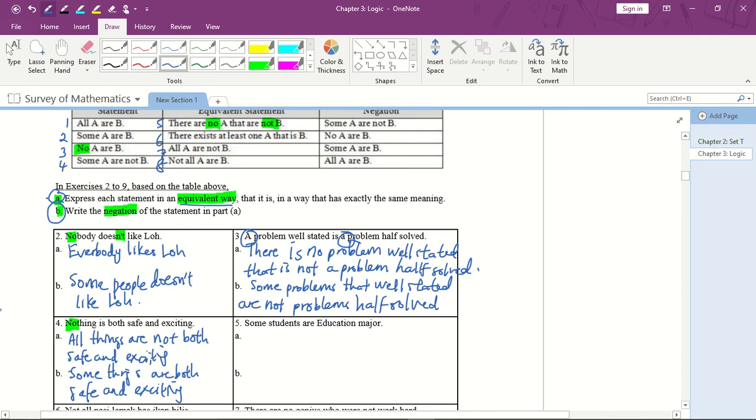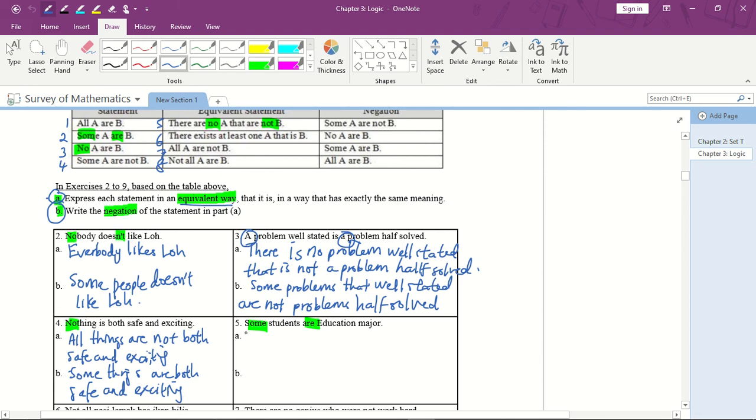Okay, let's look at the next one. Some students are education major. I believe that is quite easy. So try to think about it. 5 seconds, which one does it belong to? Okay, the answer is the second statement. So look here: some are, and here some are. Since this is the second statement, the equivalent statement will be the sixth statement.